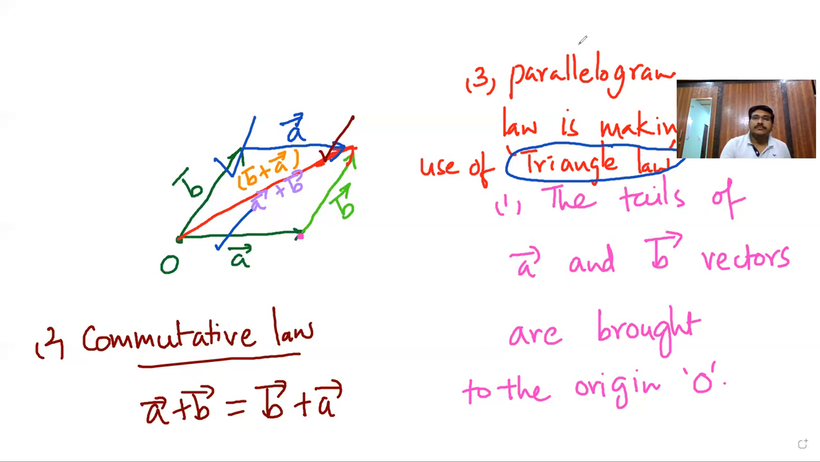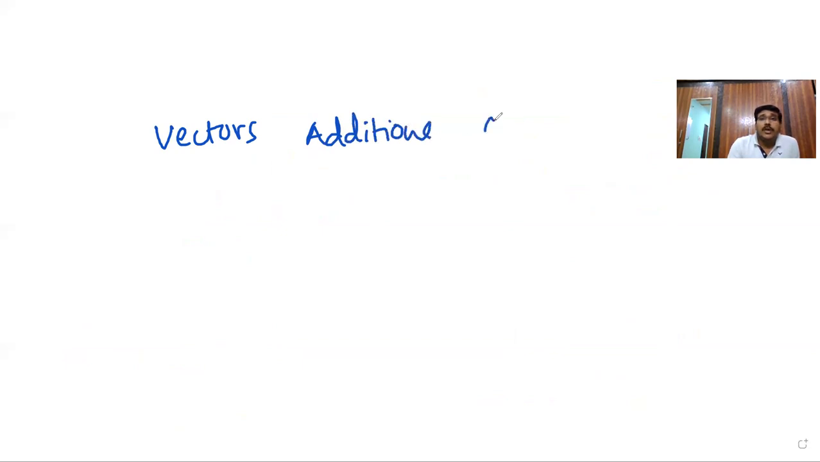Observe carefully. That means vectors are following commutative law. Vectors addition obeys commutative law.